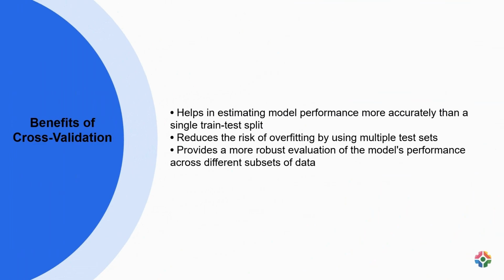Cross-validation is a technique used to estimate model performance more accurately than a single train test split by dividing the data into multiple subsets or folds. This helps reduce the risk of overfitting by using different test sets for validation and provides a more robust evaluation of the model's performance across various data subsets. For example, in a 5-fold cross-validation, the data is divided into 5 equal parts, and the model is trained and evaluated 5 times, each time using a different part as the test set. This process allows for a more comprehensive assessment of how well the model generalizes to unseen data.